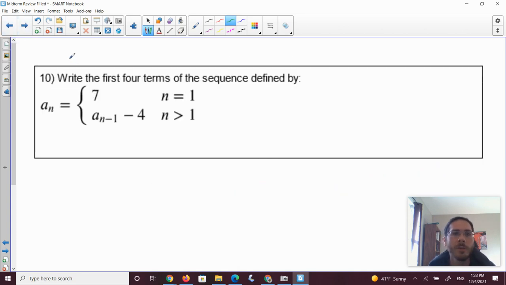All right. For number 10, write the first 4 terms of the sequence defined by our nice piecewise function here. With our recursive sequence, we can see that we're going to start at 7. So this is just telling us that 7 is the first number. And then the instructions here say to subtract 4 every time.